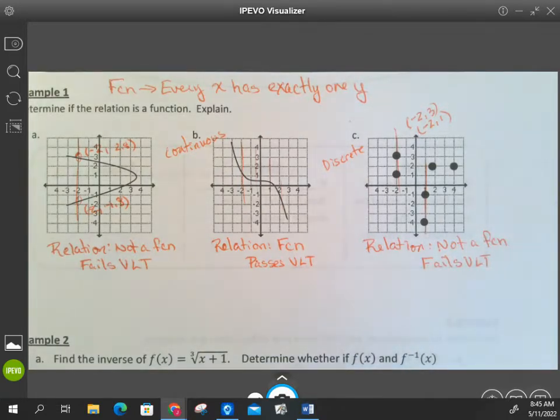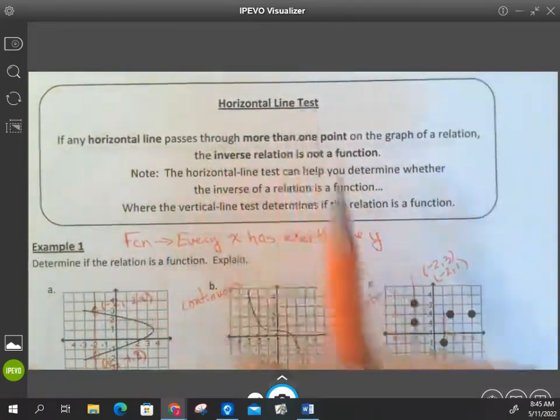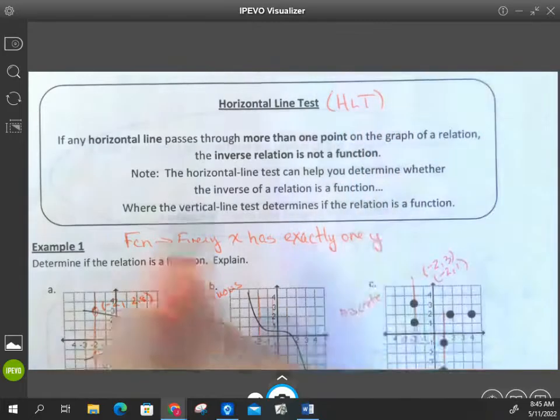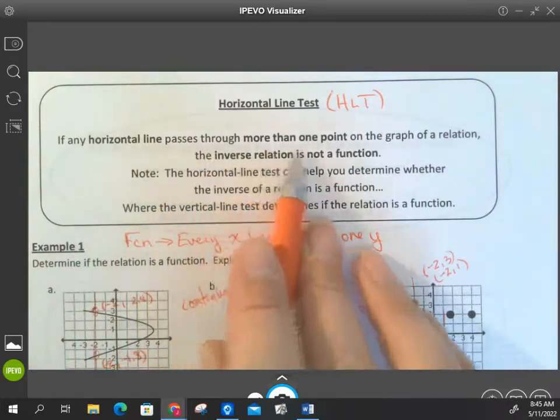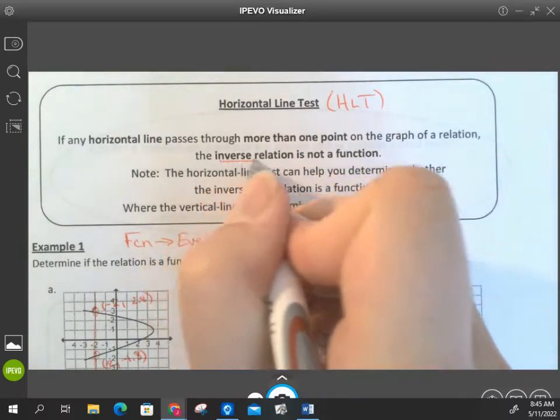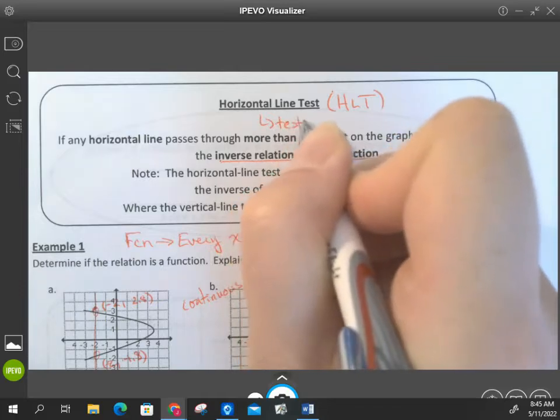Now, that's old news. We've already done functions. Today we're focusing on inverses. So an inverse is basically flipping your x and y. And that's what we're going to talk about. So we're jumping right in here. It says here, the horizontal line test, which we'll abbreviate to HLT: if the horizontal line passes through more than 1 point in the graph, then the inverse relation is not a function. So the horizontal line test is to test the inverse.